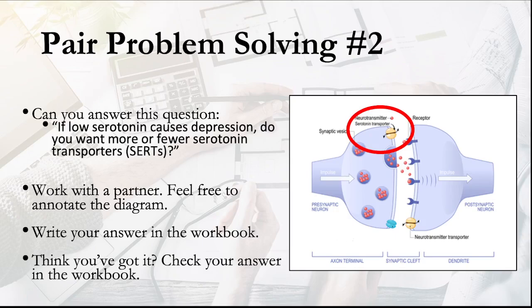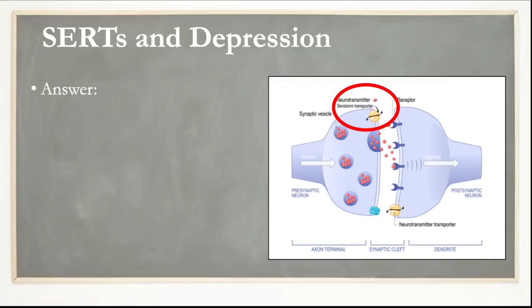All right, pair problem solving 2. If low serotonin causes depression, do you want more or fewer serotonin transporters? Okay, again, we're throwing the cognitive load back onto them to think about this more carefully rather than just chalk talk and explain.